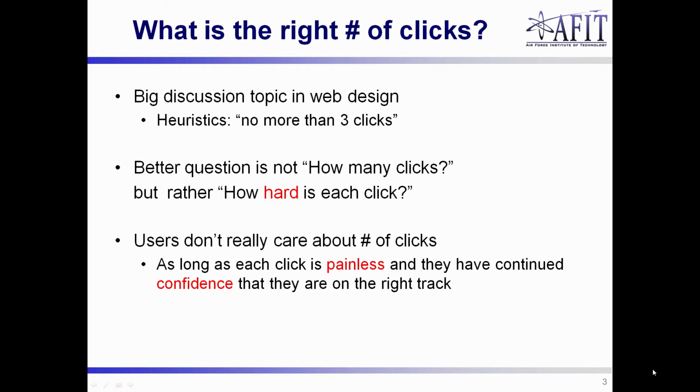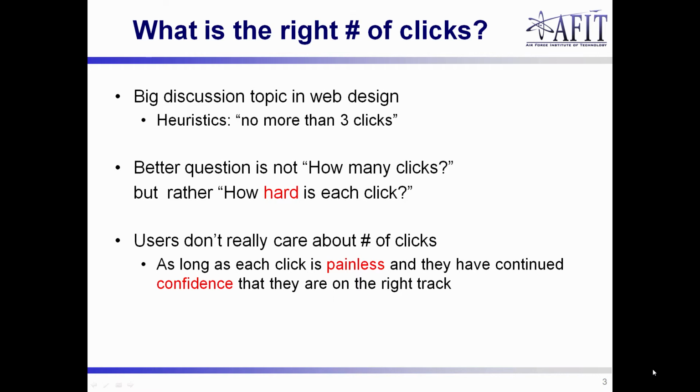By rephrasing the question this way, we actually consider the amount of thought required to make each individual selection. And we're also accounting for the amount of uncertainty that the user is presented with when they're trying to make the right choice. The truth is, users don't really care about the number of clicks, as long as each click is painless and they have confidence that they're on the right track.